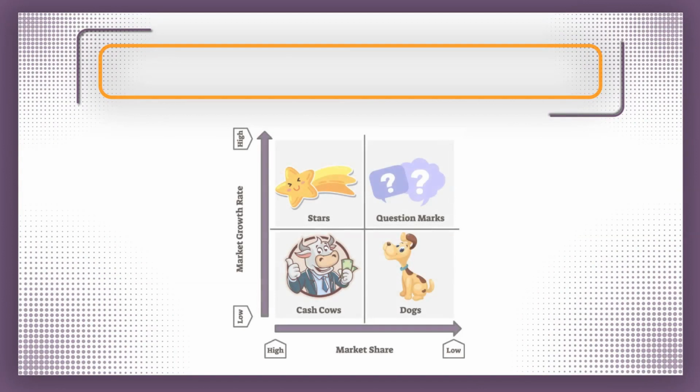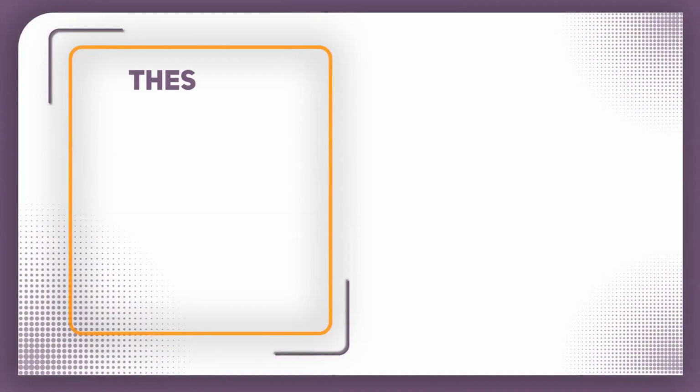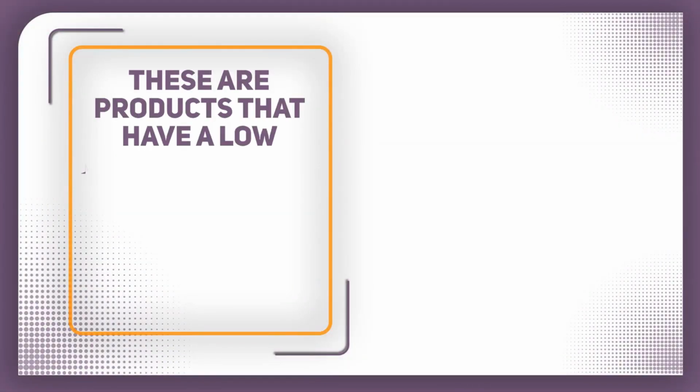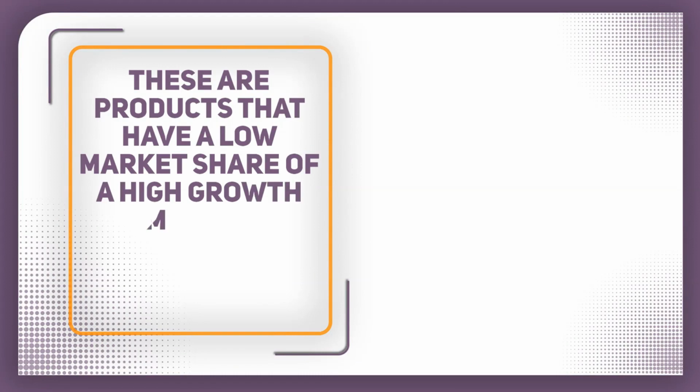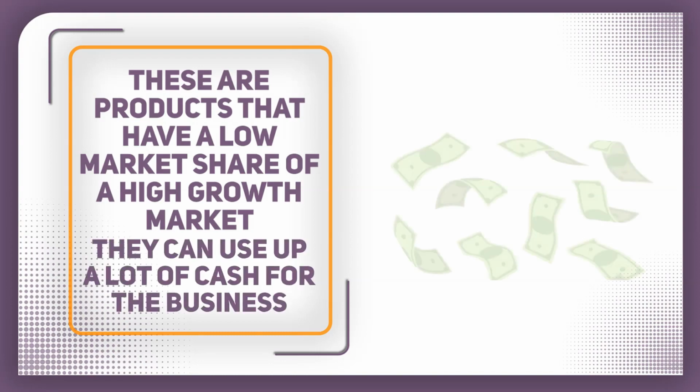Okay. Next, if you look over at the top right of the Boston Matrix, here the category is called question marks. These are all products where your business has a low market share of a high growth market. This usually occurs in the introduction stage of the product life cycle. These products will generally need a lot of investment in marketing or research and development, meaning they can use up a lot of cash for the business.